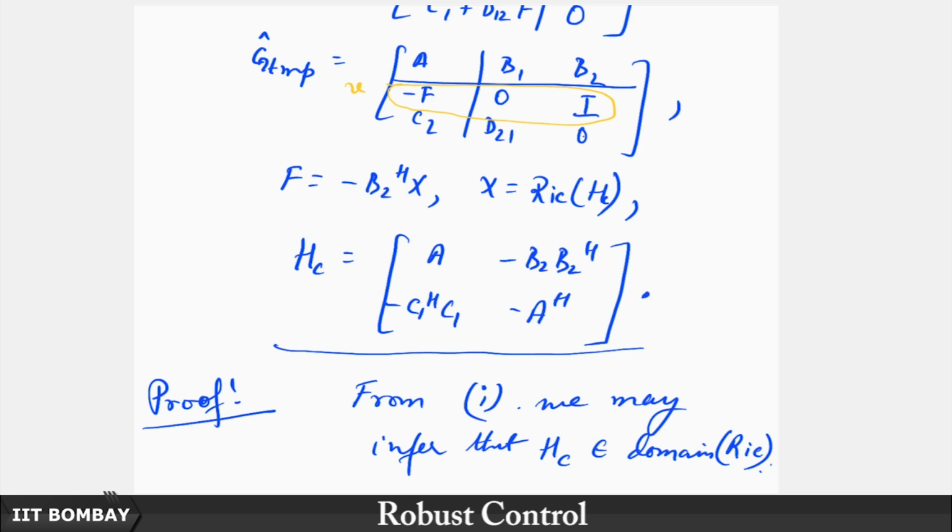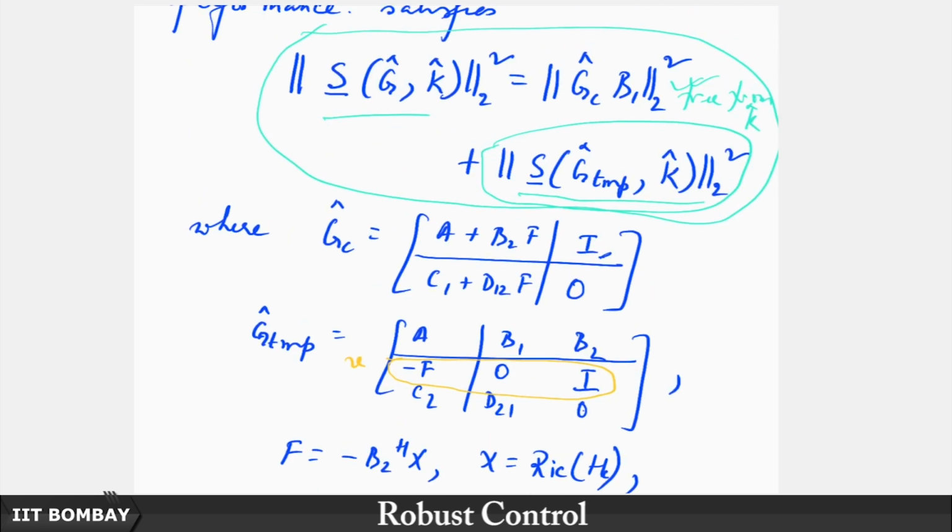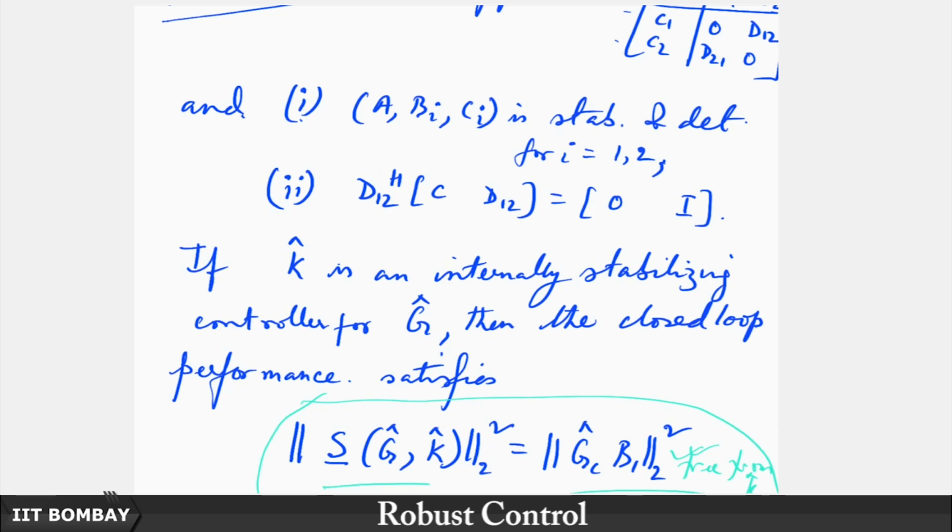So, given a plant, I can always find this Hamiltonian. Given this Hamiltonian, I can always constitute the Riccati operator. Given this Riccati operator, and we have already proved that such a Hamiltonian is always in the domain of the Riccati operator, you can always get a solution X. Once you get a solution X, what do you do? You plug it in here, that is minus B2 Hermitian X. B2 is again known to us. So, you get F. Now, when you get F, that basically is your controller.